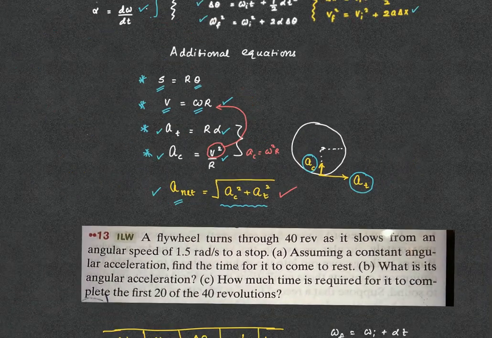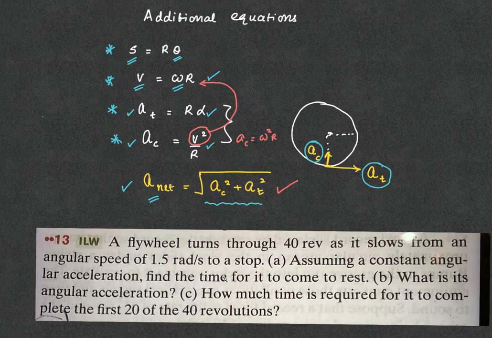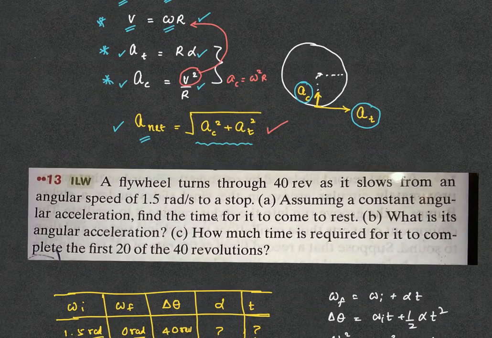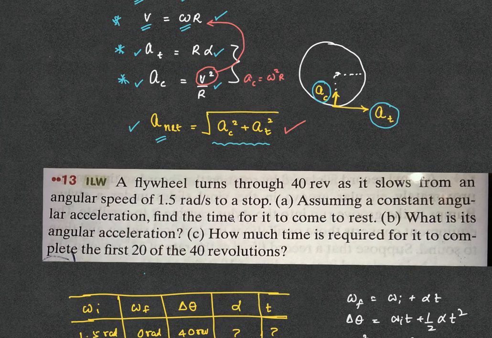Now I'm going to let you pause the video and read this problem. A flywheel turns through 40 revolutions as it slows from an angular speed of 1.5 radians per second to a stop. And then, assuming a constant angular acceleration, find the time for it to come to rest.